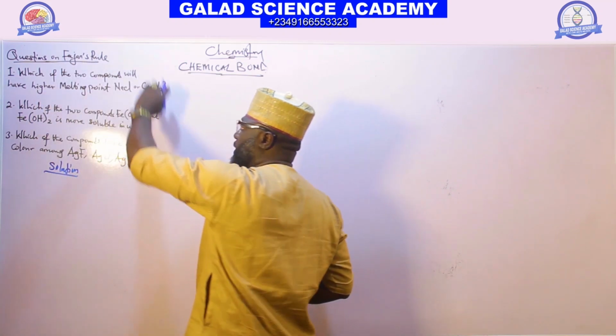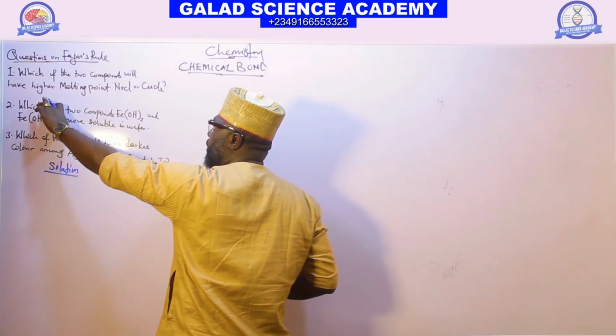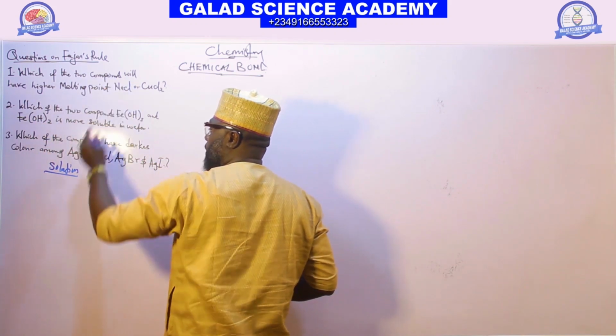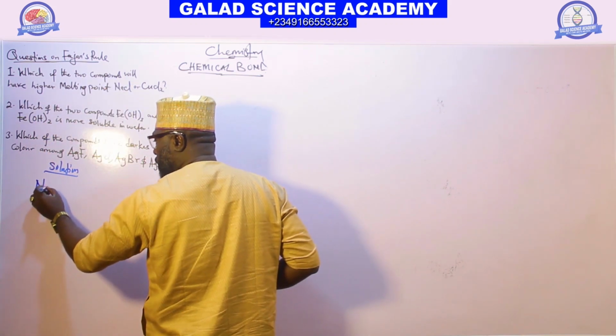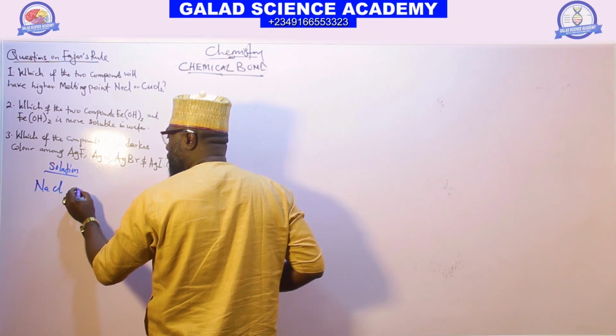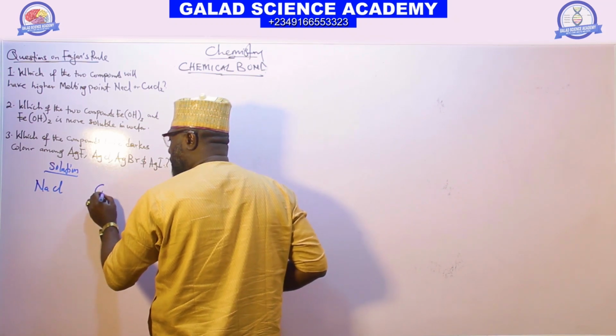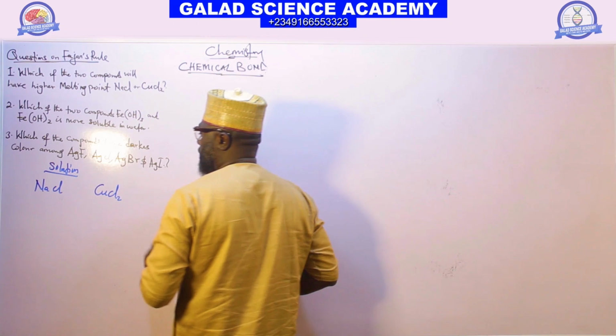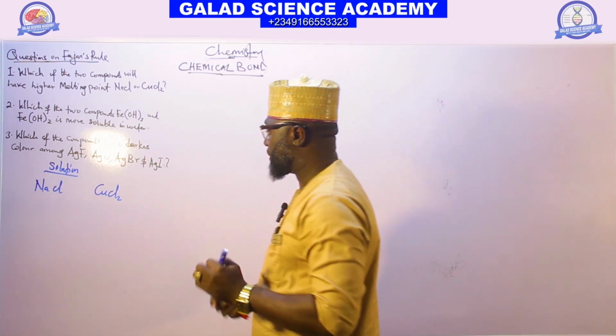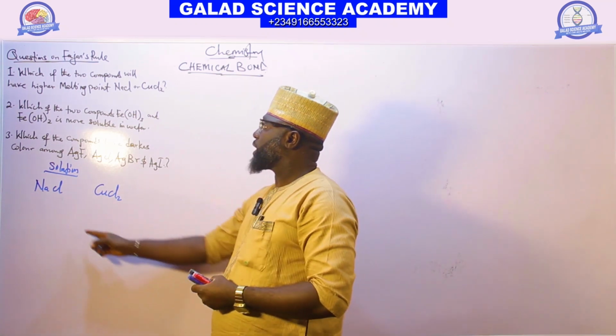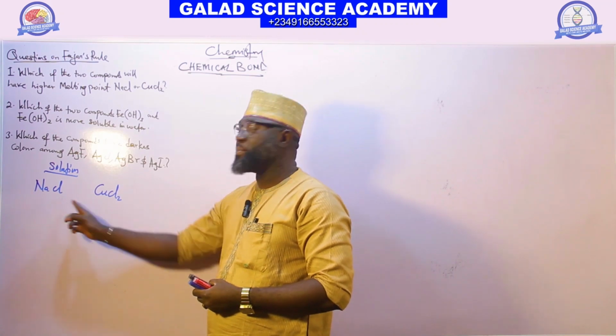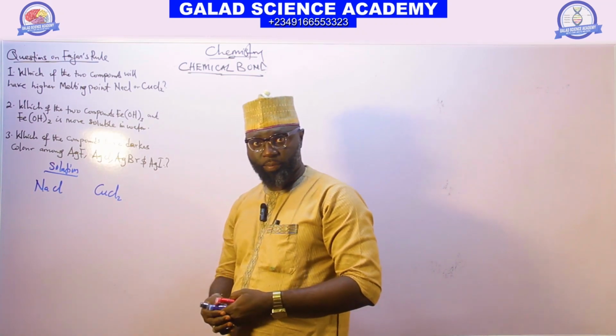Which of the 2 compounds will have a high melting point? The compounds are sodium chloride and copper 2 chloride. So we are now asked to find the one that has a high melting point.